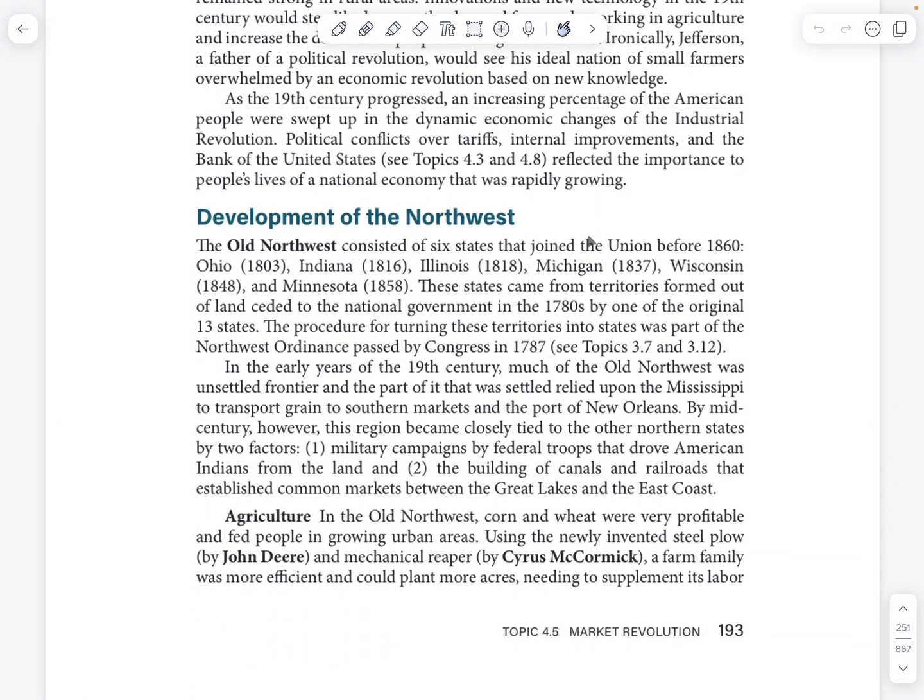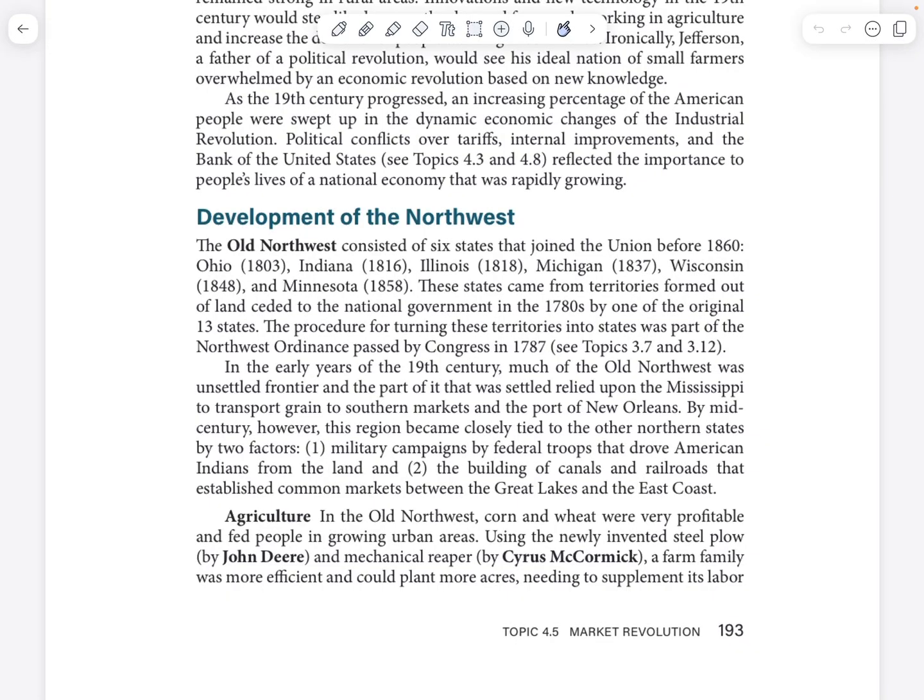As the 19th century progressed, an increasing percentage of the American people were swept up in the dynamic economic changes of the Industrial Revolution. Political conflicts over tariffs, internal improvements, and the Bank of the United States, see topic 4.3 and 4.8, reflected the importance to people's lives of a national economy that was rapidly growing.